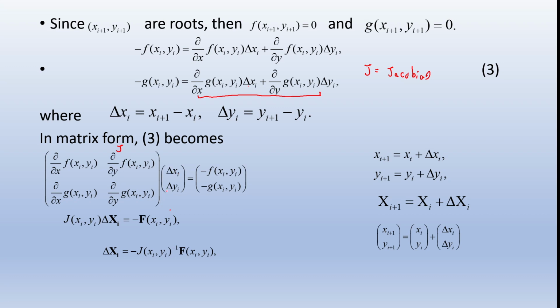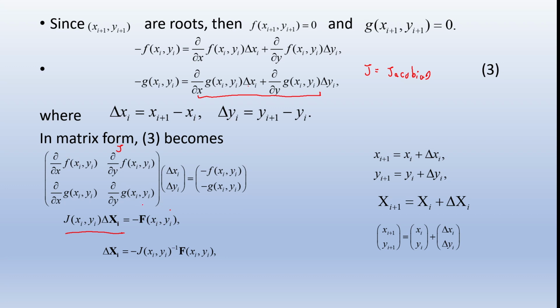So if you have a two nonlinear system, you have delta xi, delta yi. If it's 3 by 3, let's say you have delta zi, for three nonlinear equations. And you see here, negative f(xi, yi) and negative g(xi, yi), we bring to the right hand side. The left hand side we can put into matrix form: the Jacobian matrix multiplied by the vector consisting of delta x, delta y, equal to negative f(xi, yi), negative g(xi, yi).